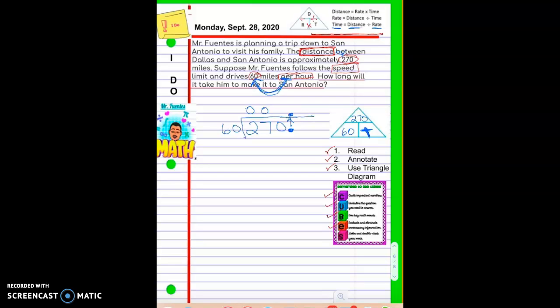Okay. So now I've got to figure out, well, how many times does 60 go into 270? Well, let me start by putting 60 plus 60 gives me 120. Well, that's still not quite. Plus 60, 180. Plus another 60 will be 240. Well, let's see, another 60 will be 300. So 300 is past 270. So my answer would be right here, which would be 1, 2, 3, 4 times. And 4 times 60 gives me 240.